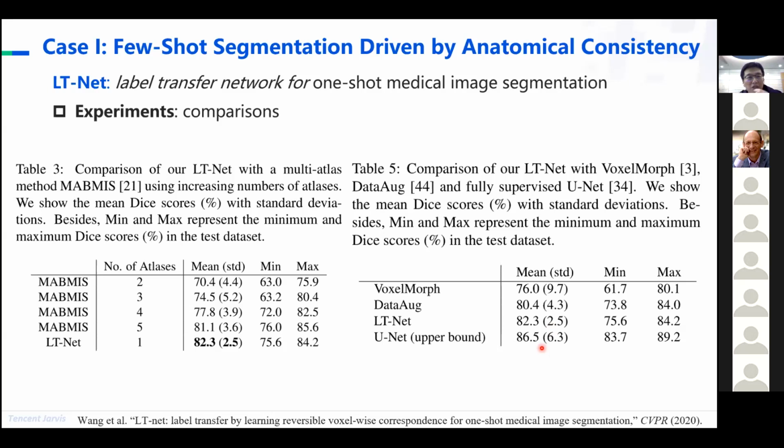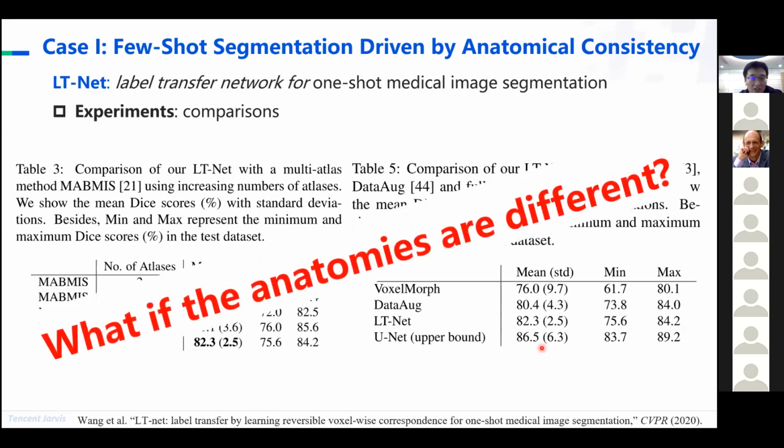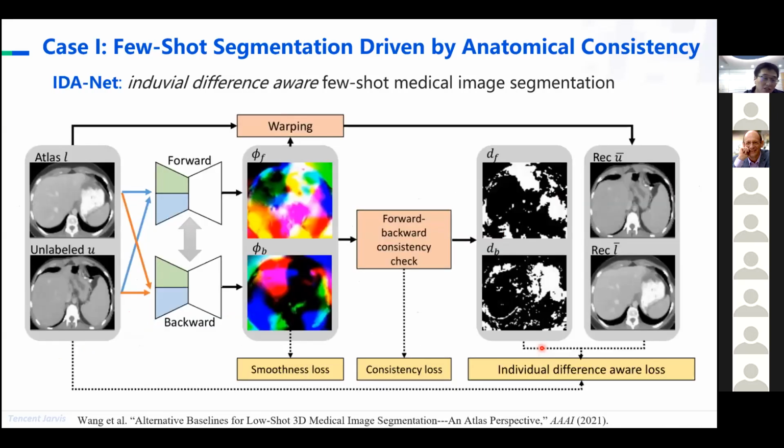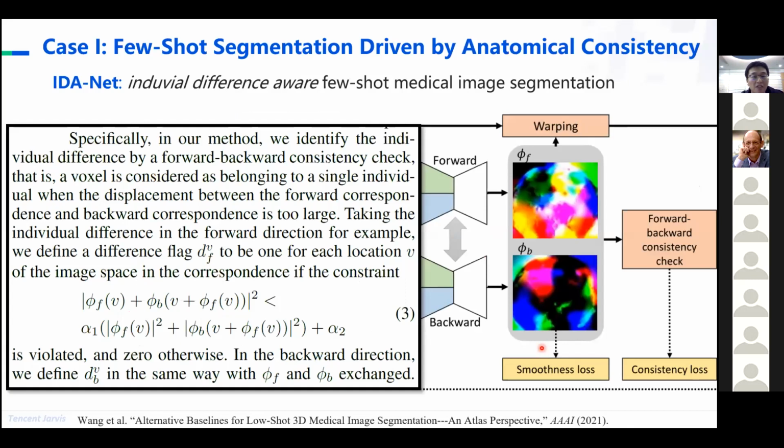And actually, LTNet is based on the assumption that the anatomies are the same across patients. So what if the anatomies are actually different, for example, their lesions? To take them into account, we developed the IDANet, where the key is that we identify the individual difference by a forward and backward consistency check.